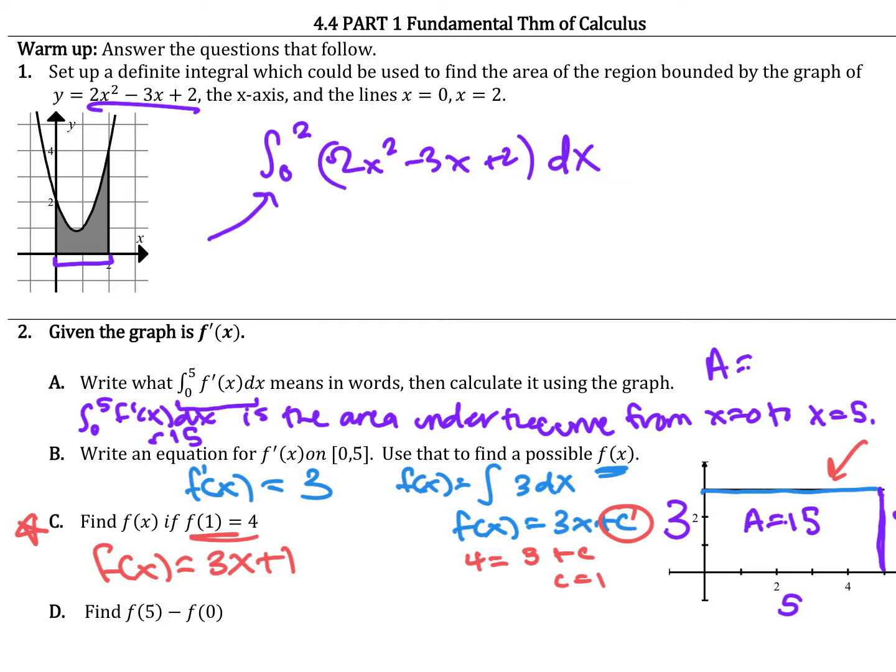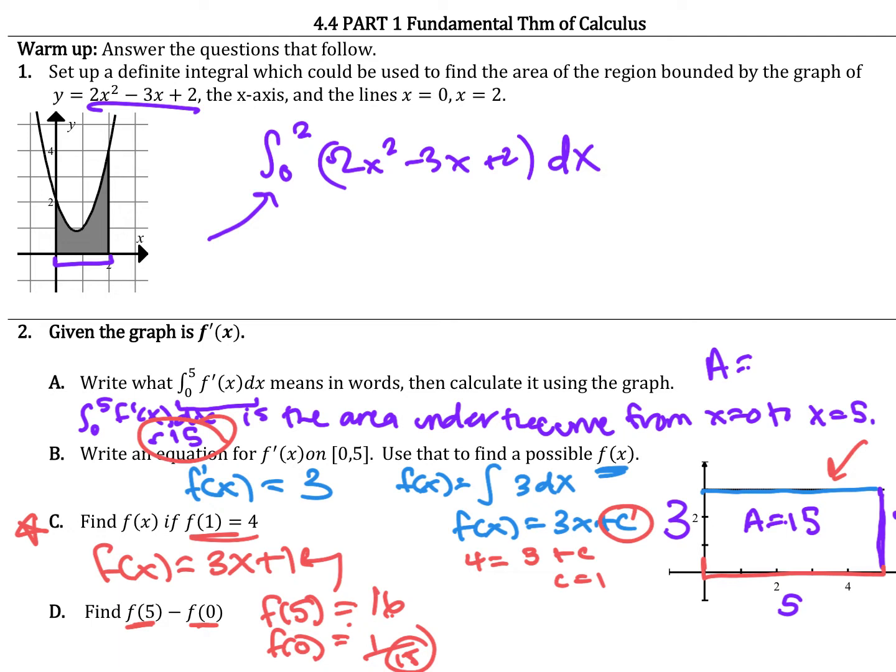What question D is asking us is, what happens if we actually find the values, what is f of 5 and f of 0, and subtract them? Because we just said that this is the area under the curve of f prime of x from 0 to 5. So could we look at that algebraically? Well, f of 5, if I plug 5 into this function here, 15 plus 1 is 16. F of 0, if I plug in 0, I get 1. 16 minus 1 is going to give us 15, and that is the same area that we originally found in part A.